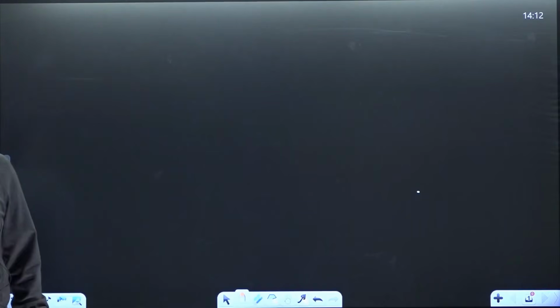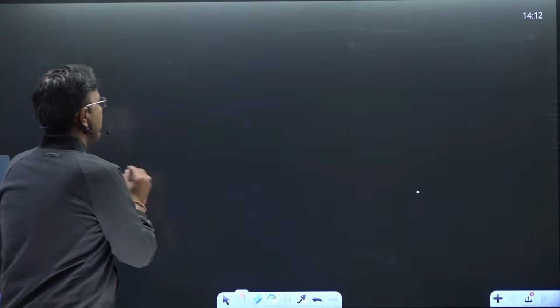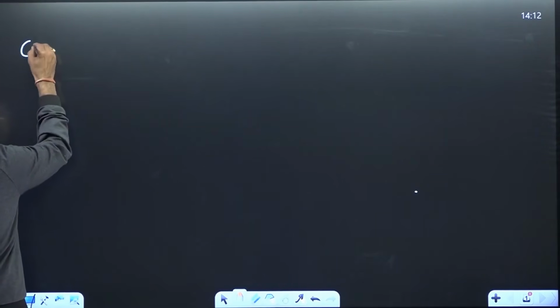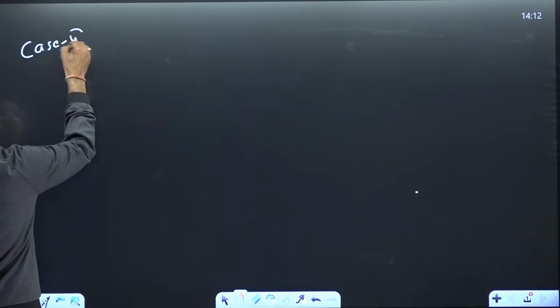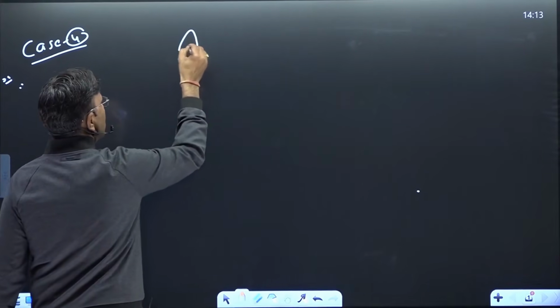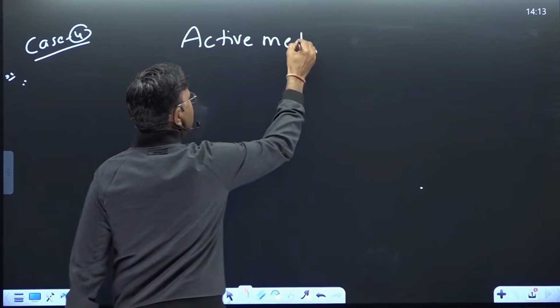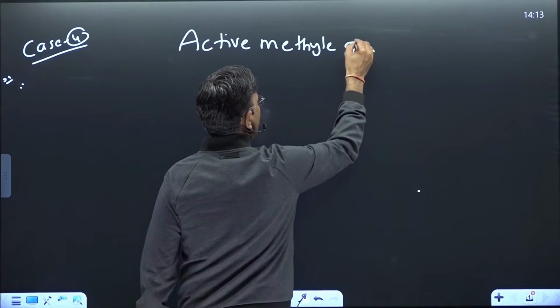How many cases have there been? Tell me, there have been 3 cases, right? Now write case 4. Case 4 will be our active methylene group.